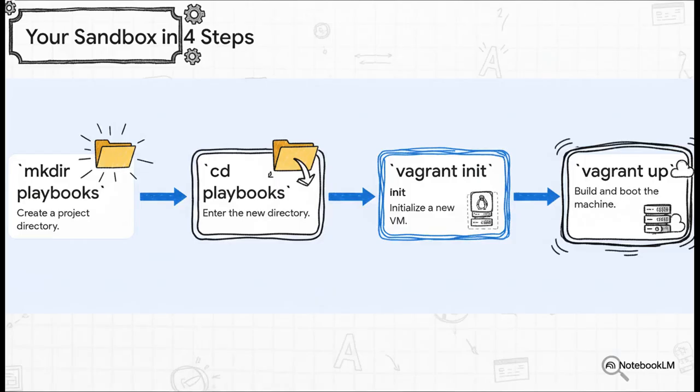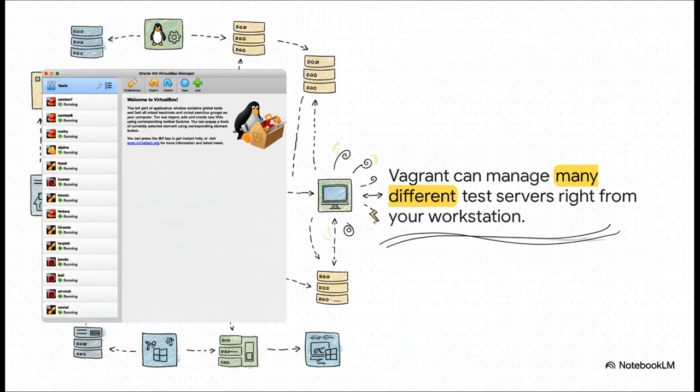It's amazing. And creating this lab is just a simple 4-step process. First, we'll make a directory for our project and hop into it. Then, we initialize Vagrant, telling it we want a standard Ubuntu server. And finally, the magic command, vagrant up. That's literally all it takes to build and boot our brand new test server. And, you're not limited to just one machine. As you can see here, Vagrant can manage a whole fleet of different test servers, different operating systems, different configurations, all from one spot. It is an absolutely essential tool for testing any kind of serious automation.